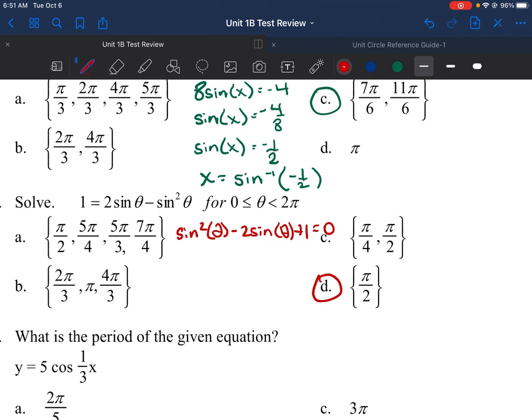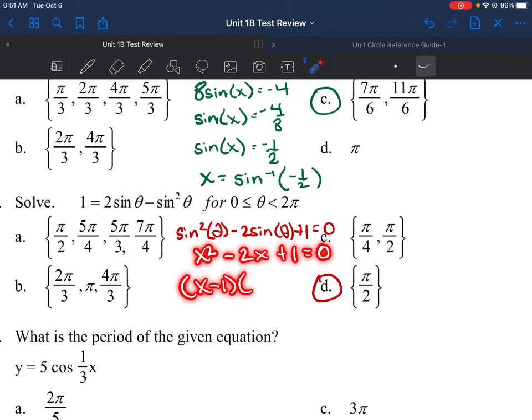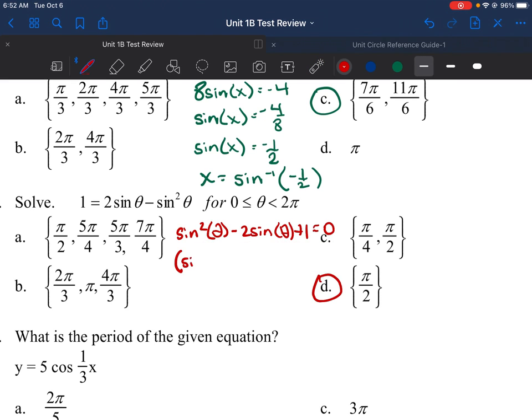without the calculator. So when I look at this, I can almost think of the sines as x's. This would almost be like x squared minus 2x plus 1 equals 0. And if you think about factoring that, that would factor as x minus 1 times x minus 1 equals 0. But now let's replace the x's with sines. So this would factor as sine of theta minus 1 times sine of theta minus 1 equals 0. Then by the zero product property, since we have two things being multiplied together equal to 0, that means we can set these factors equal to 0 and solve.